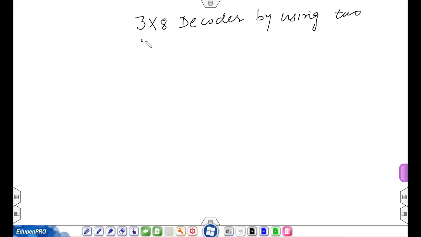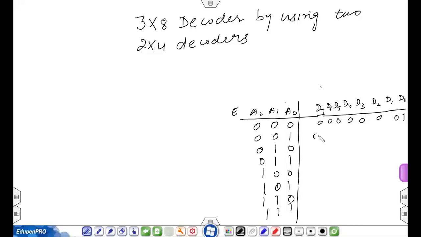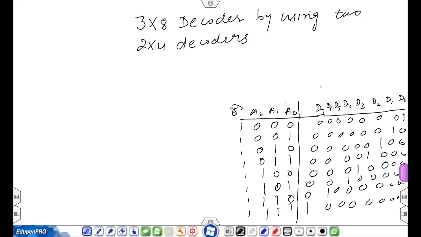If you have 3 variables, how many combinations are possible? 8 combinations are possible. So these are the 8 combinations. After that, the first input may be 1 for the first case, the second input may be 1 for the second case, and the third input may be 1 for the third case. Then there is the enable.